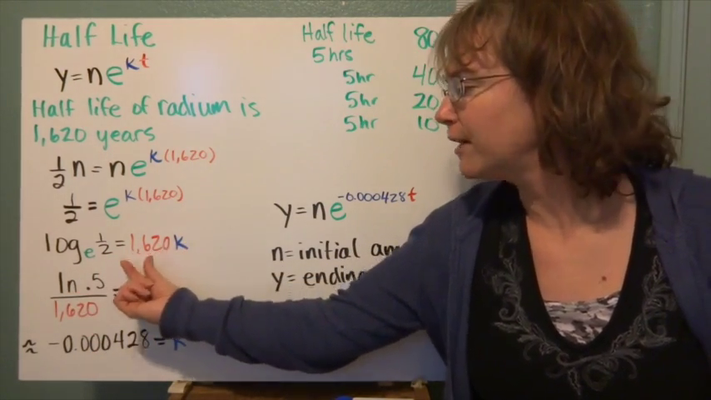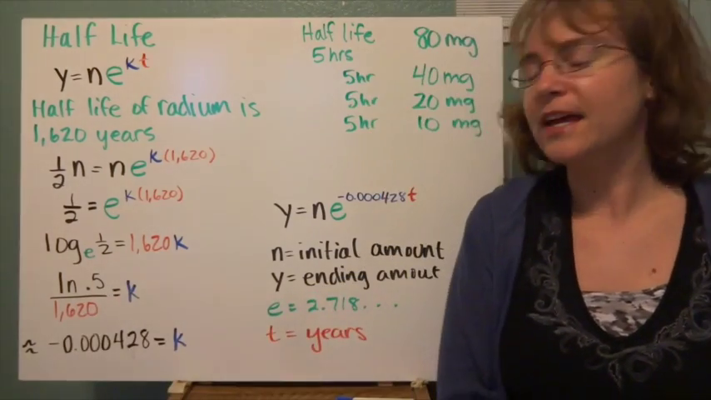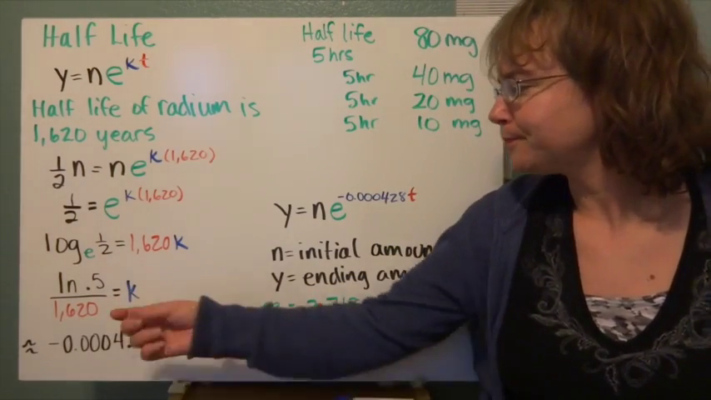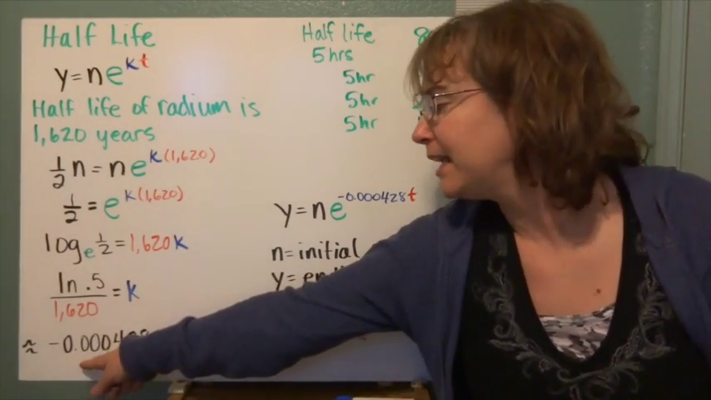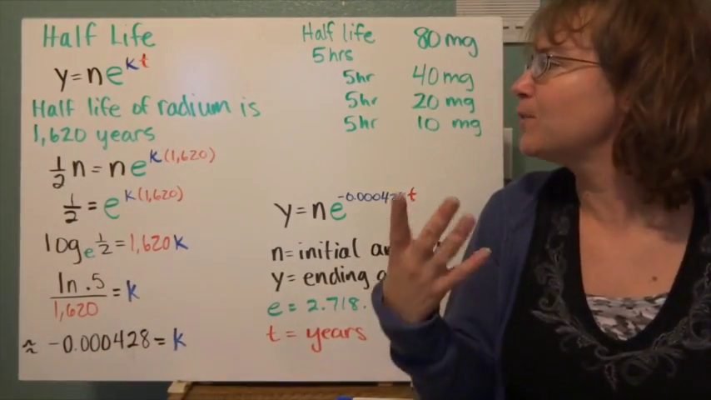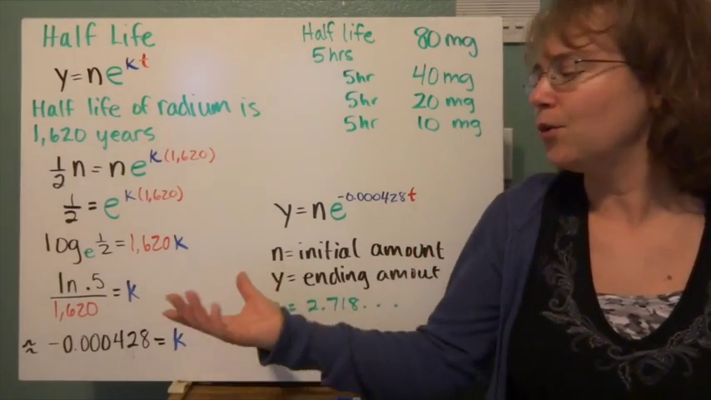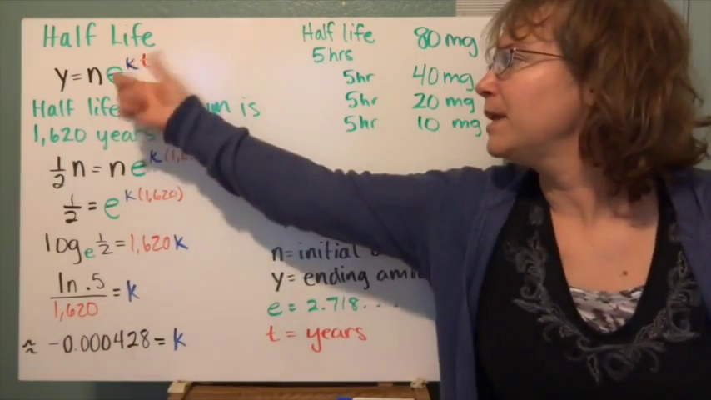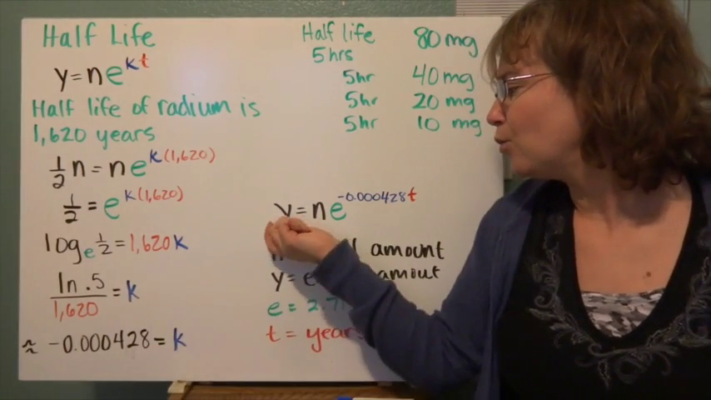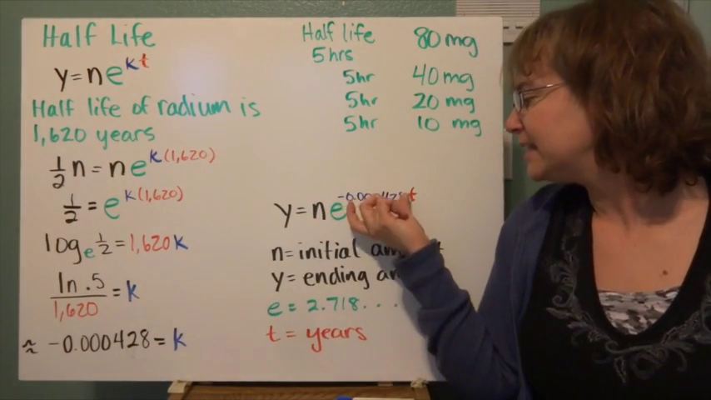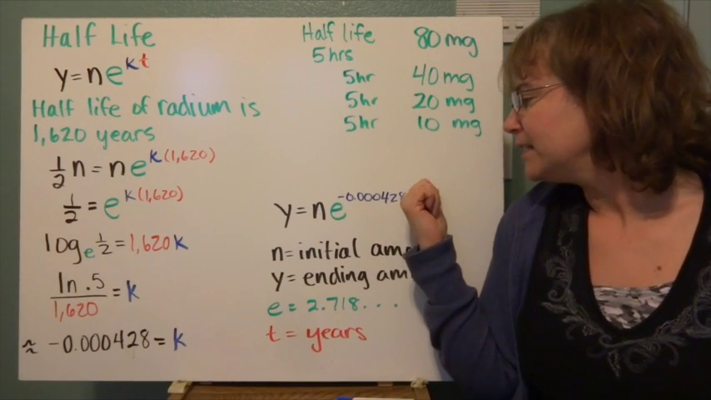Solving for K, I just divide both sides by 1,620, and that's equal to K. Now I solve for K. Notice that it's a negative number, and that's because this represents decay. So this negative number is going to make E be in the denominator. So now I have an equation, Y equals N, E to this rate, it's kind of long there, times T.